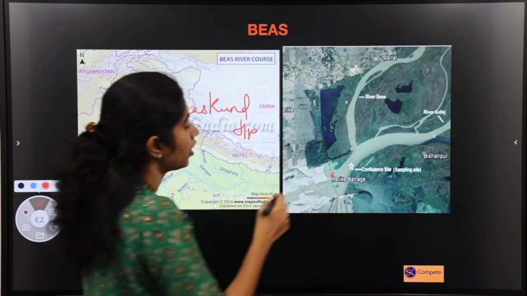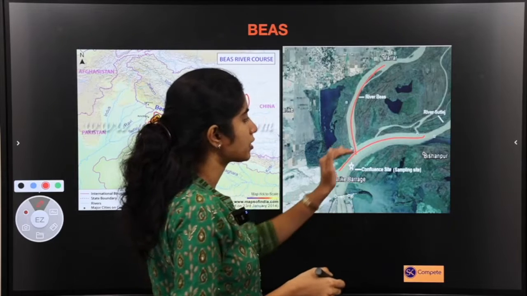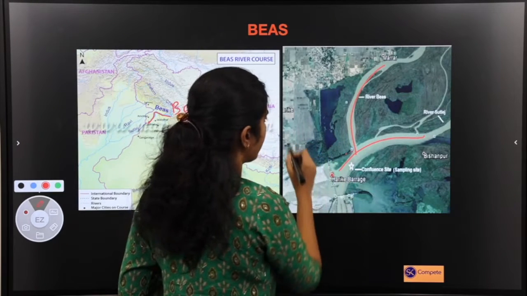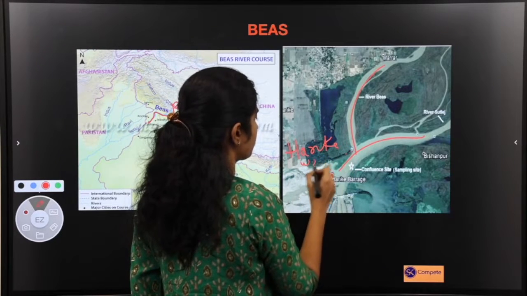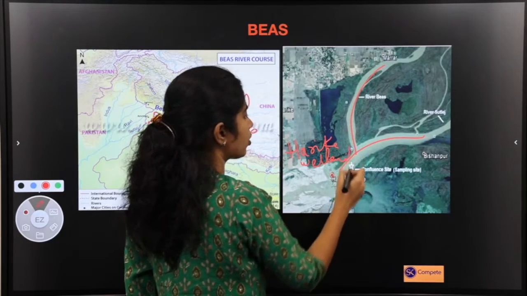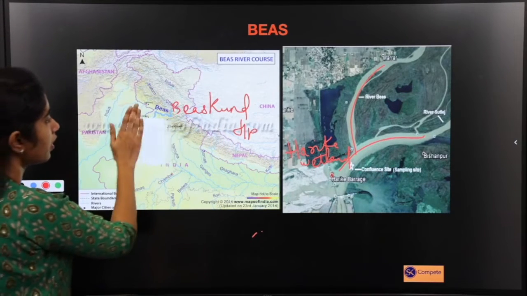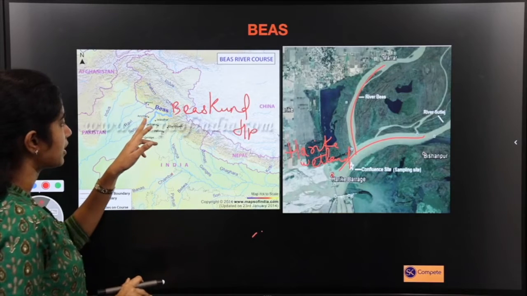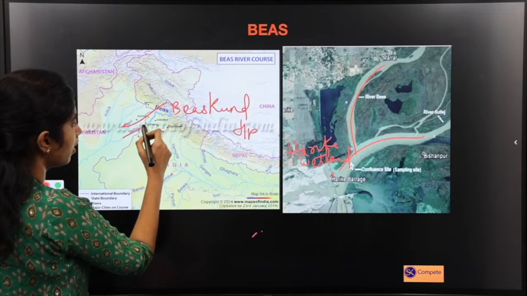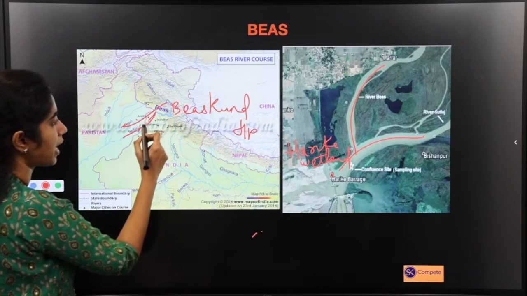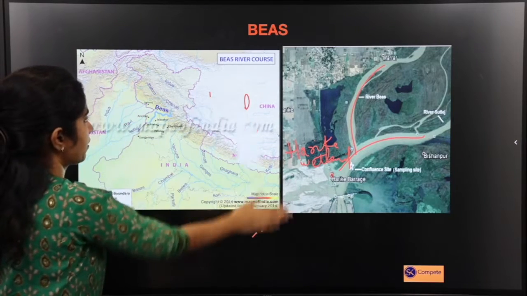So can you see here? River Beas flows into river Satluj. At this confluence point we have Harike wetland. Harike wetland is at the confluence of river Beas and river Satluj. And you can see here the Amritsar city, the famous city in Punjab, is located between the river Ravi and river Beas. It's located between river Ravi and Beas.